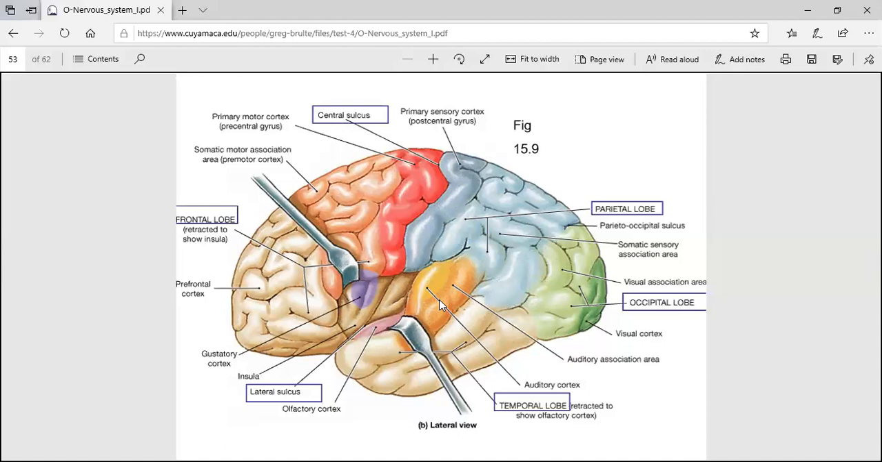So that reminds me, telephone, smellophone. And then that reminds me of temporal lobe, because the T goes with the telephone and T goes with temporal lobe. So temporal lobe is for hearing and smell. Stupid, just the way I remember it.